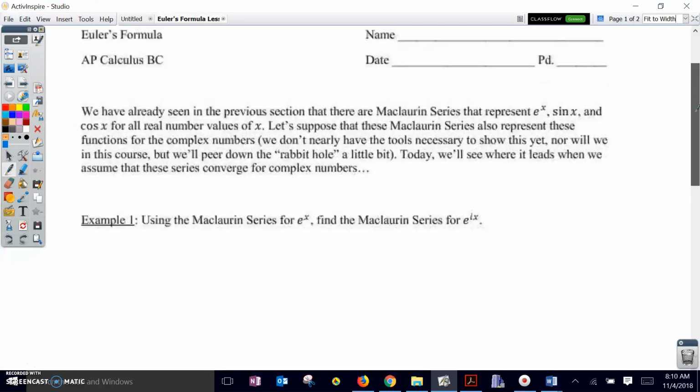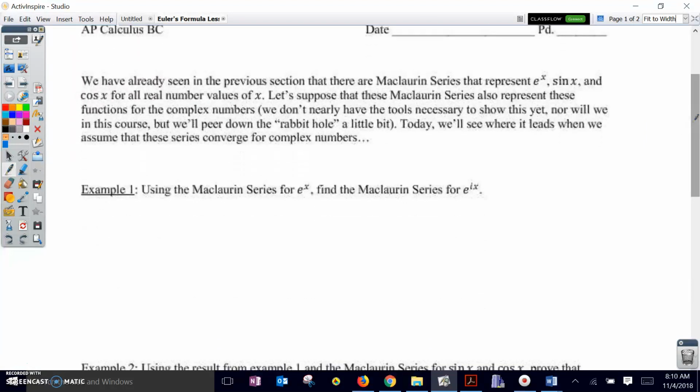We're going to use the Maclaurin series for e to the x, and we're going to use that to find the Maclaurin series for e to the ix. Now remember that e to the x, the Maclaurin series, is 1 plus x squared over 2 factorial plus x to the third over 3 factorial, etc., etc.